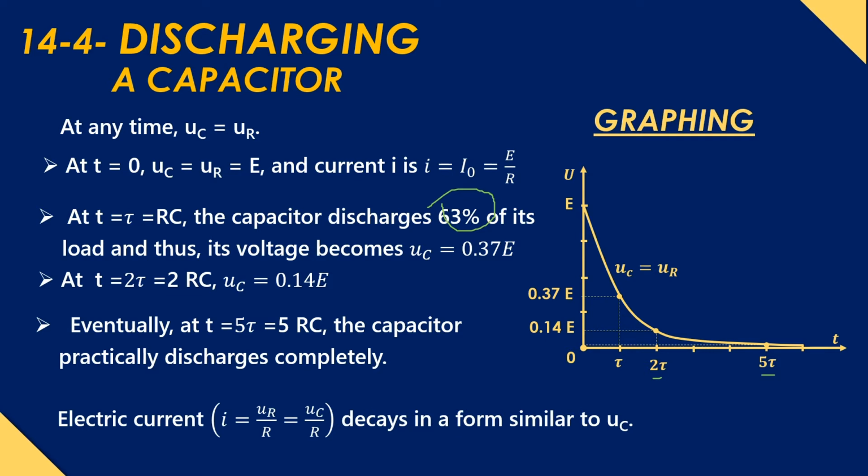Now, if we want to calculate current, we have mentioned this before. If we want to calculate the current, we just use UR over R, and don't forget that UR equals UC. Okay, so in discharging, the current also decreases, in fact, exponentially the same way as UR.